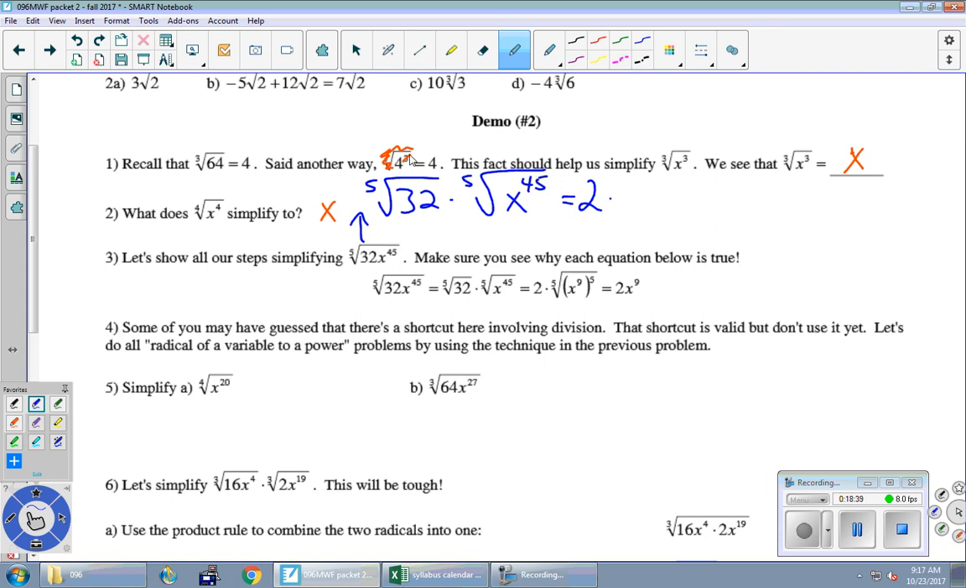Now we're going to clean up that 5th root of x to the 45th. So here's the tricky part. I'm going to copy the 5th root. I'm going to put some parentheses right here.